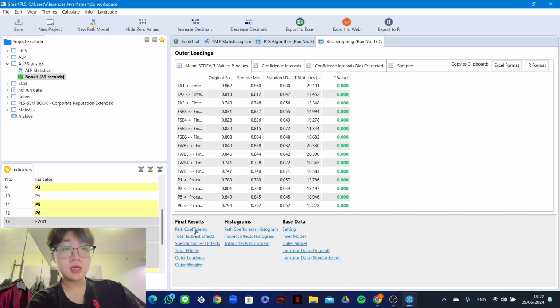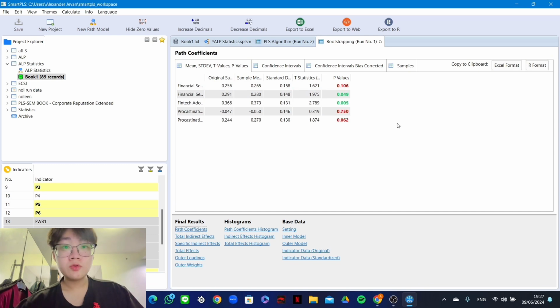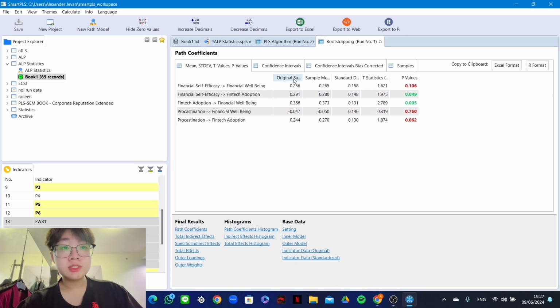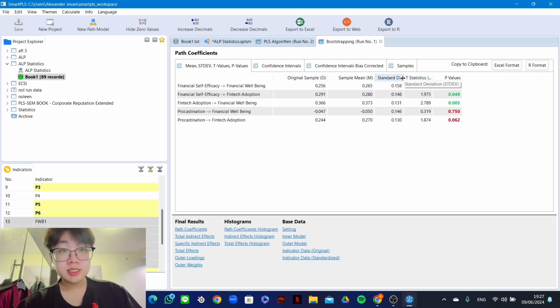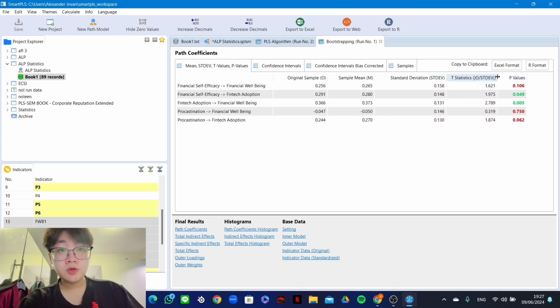Moving on to analyze the direct and indirect effect. First we go to bootstrapping, and the result will appear. So this is the result of direct effect. As we can see, the original sample is the coefficient, the sample mean, the standard deviation, t-statistics, and p-value. The relation is significant if the p-value is less than 0.05. As you can see, financial self-efficacy to financial well-being, procrastination to financial well-being, and procrastination to fintech adoption are not significant.